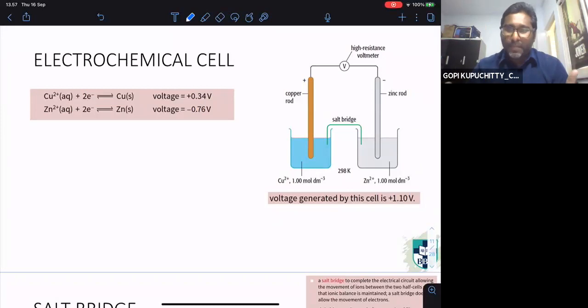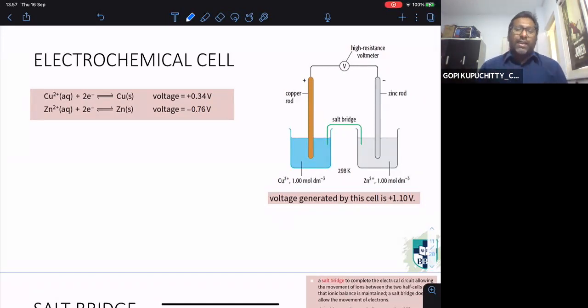two different metals, and they will have a potential difference. This potential difference itself is good enough to make the electrons move and the ions move. So you do not need to supply a power supply for it to move. You can see here the setup of an electrochemical cell.